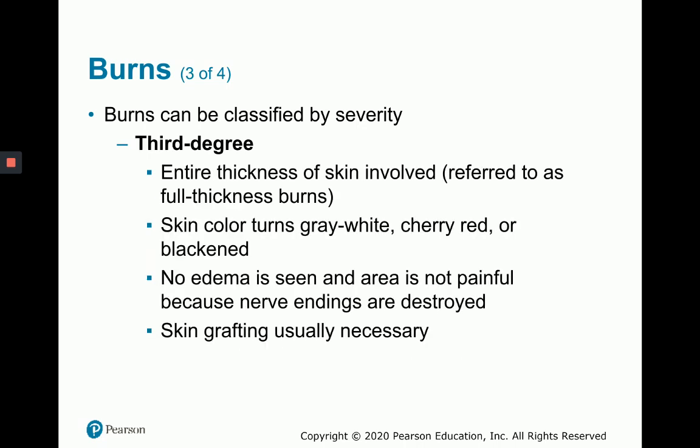With a third degree burn, you have not only the epidermis, but also the entire thickness of the dermis, or you could just say the entire thickness of the skin is involved in a third degree burn. There may be a couple of blisters on the outside of the burn, where it's a little bit more of a second degree burn, but third degree burns are not characterized by blisters. Instead, they're characterized by no initial pain because the nerve endings have been destroyed, no edema because there's so much tissue damage, and the skin color is generally going to be gray, white, cherry red, or blackened.